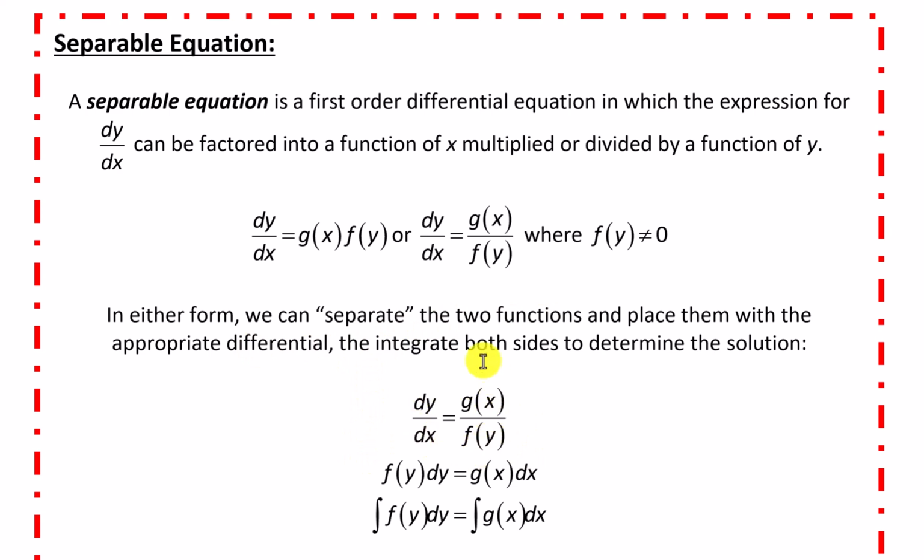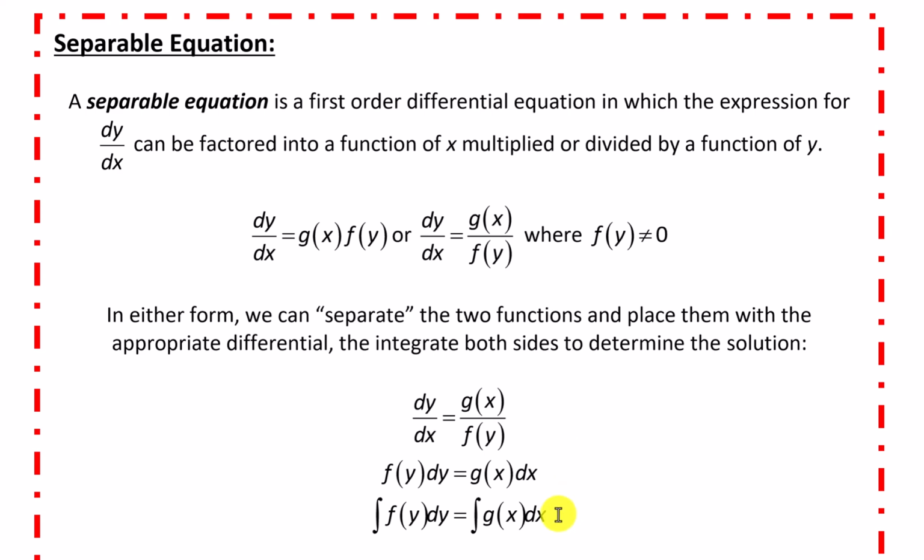So I took this one, for example, the quotient. If we have dy/dx equals g of x over f of y, we can multiply both sides by f of y, separate the differential, and multiply both sides by dx. Then we can integrate both sides of this equation, and we have two integrals. We integrate both sides and solve the differential equation, solving for the function that would satisfy this.